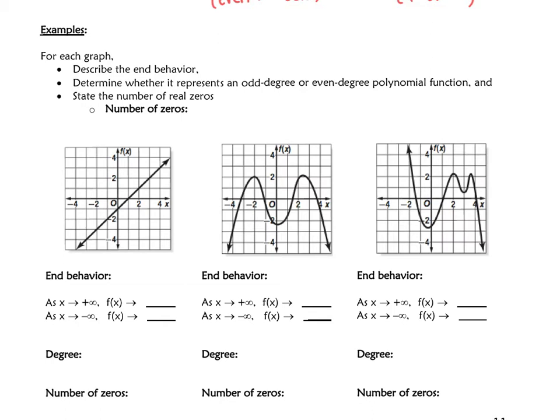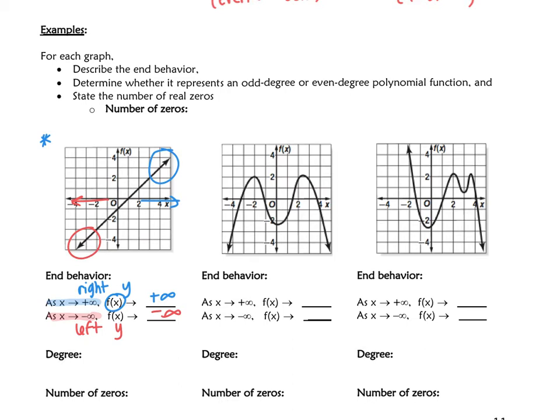So this first graph here, talking about the end behavior. As x goes to positive infinity, that is the right. So as x goes to the right, what's happening to y? As x goes to the right, we see the graph is going up, so it's going to positive infinity. Okay, then this bottom one, as x goes to negative infinity, that's going to the left. What happens to y? Well, as x goes to the left, the graph goes down, so that's negative infinity.